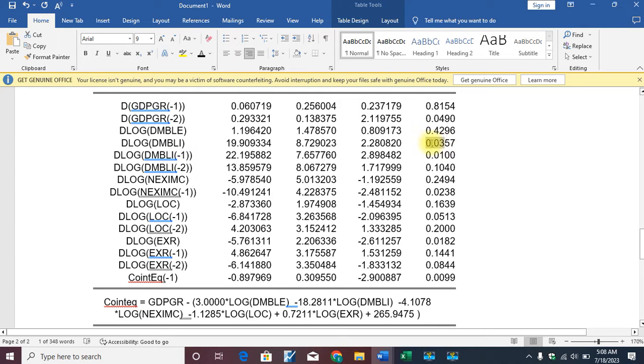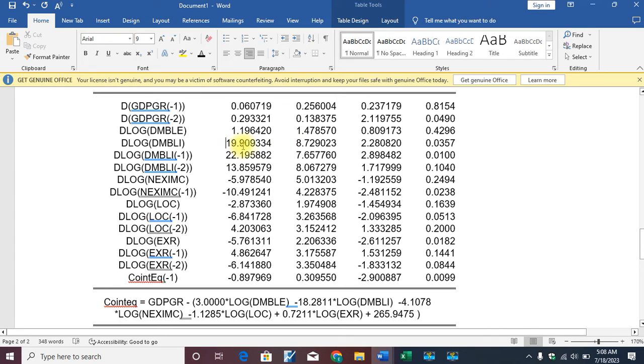This implies that a percentage increase in deposit money bank credit or loan to import trade will amount to a 19.9 unit increase in economic growth in Nigeria. The reason why I'm using units is because the dependent variable is a rate.